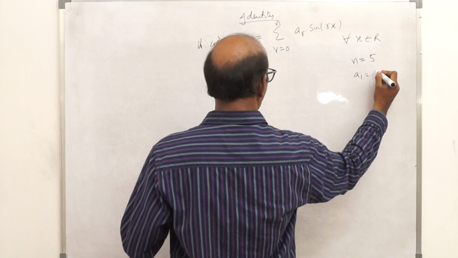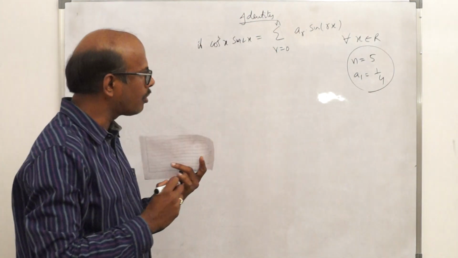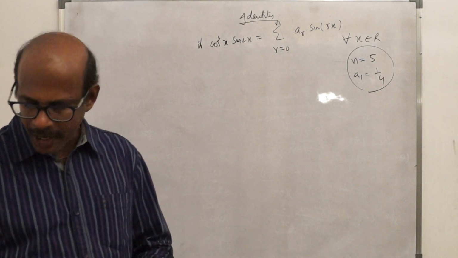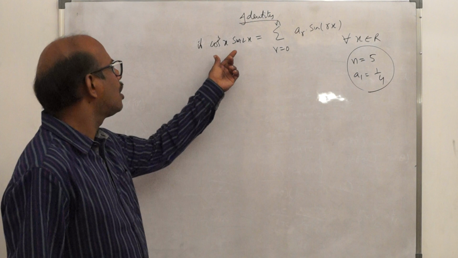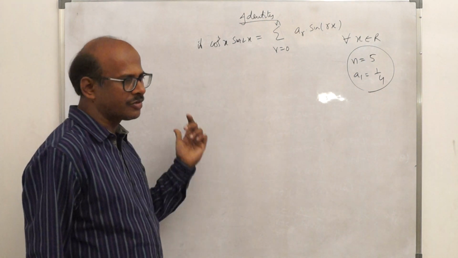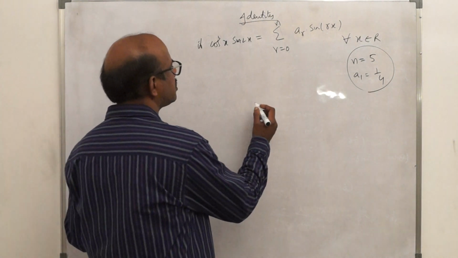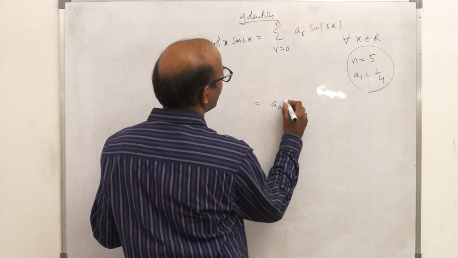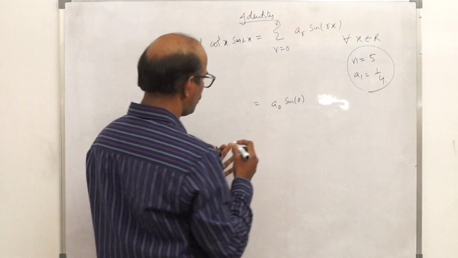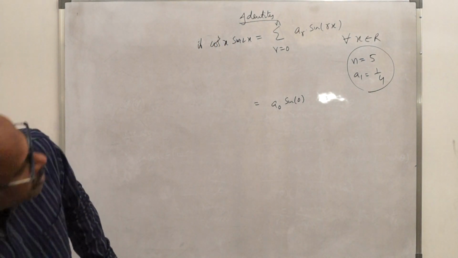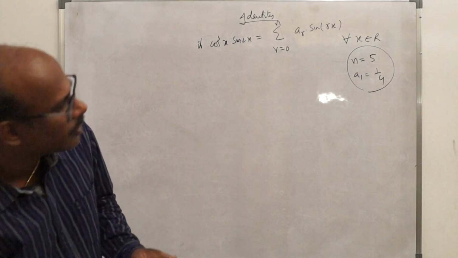Now my question, the results are n is 5 and a1 is 1 by 4. Now the question is an identity. Identity means left and right are balanced. Here the left side is cos cube x multiplied by sin 2x. On the right side, by giving different values to the iteration we get the series like this: r equal to 0, a0 sin 0x, which is sin 0, so the first constant term is 0.